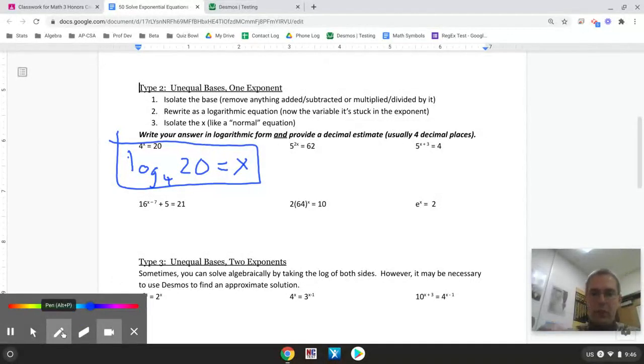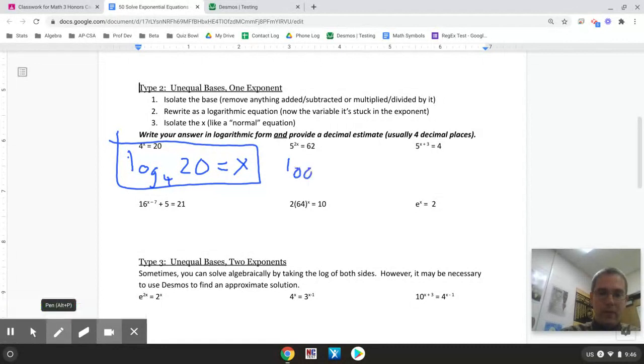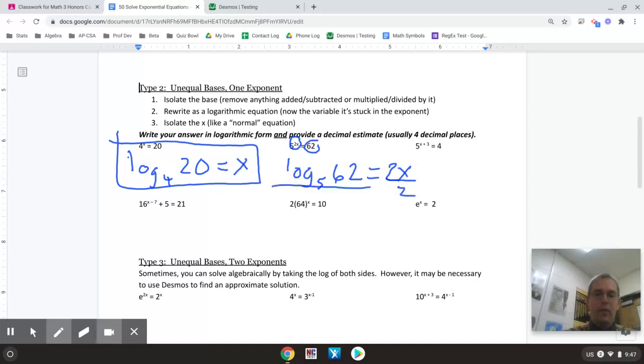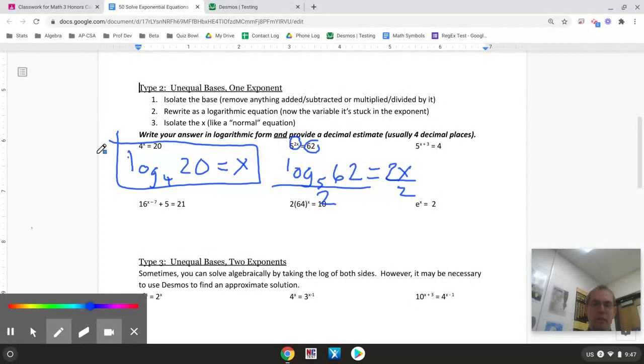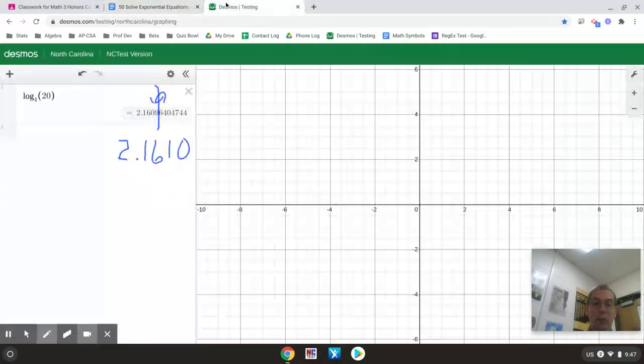On this next one, this still doesn't have equal bases, so I have to rewrite it as a log. So this is a log base 5. And then the entire exponent switches places with everything on this side. So log base 5 of 62 equals 2x. Now at this point, I need to get x by itself, so I'm going to divide by 2. So the truth is, this is your answer here, log base 5 of 62 divided by 2. We do need to get a decimal approximation though.